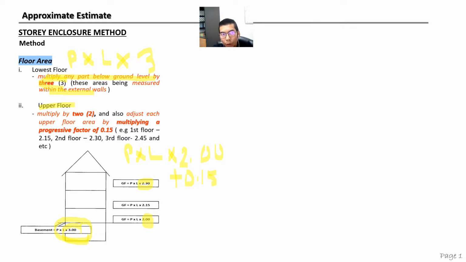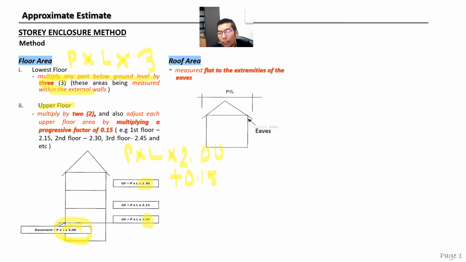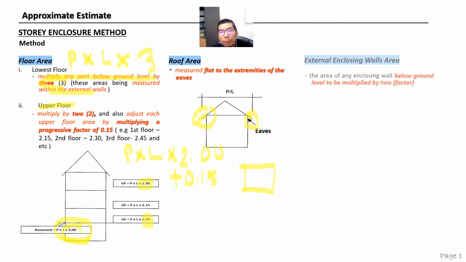As I mentioned earlier, the Storey enclosure method is inclusive. They cover everything, including the roof area. So for the roof area, the measurement is flat to the extremities of the eave, the cucu atap. It means they use the flat calculation, dimension. Whatever the length is, you have to add the eave dimension. Whatever the width is, you add the eave dimension as well. We will see more of it in the example.